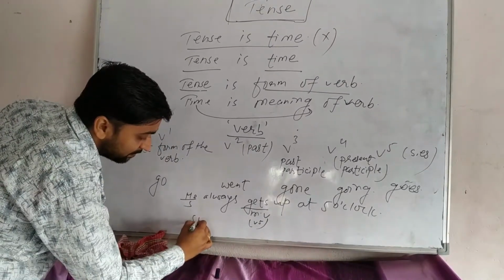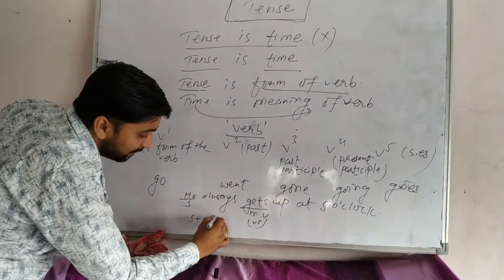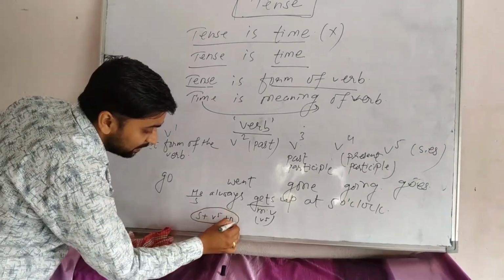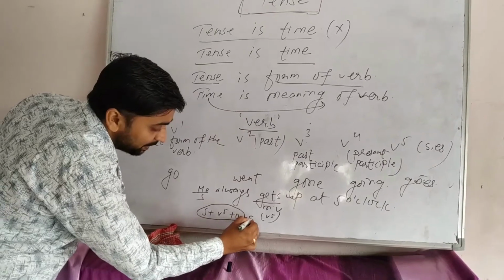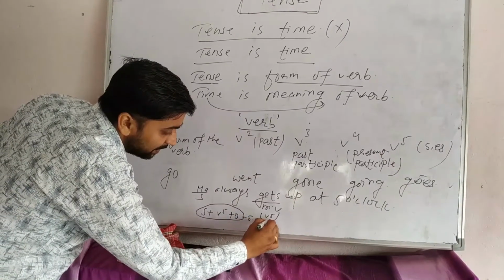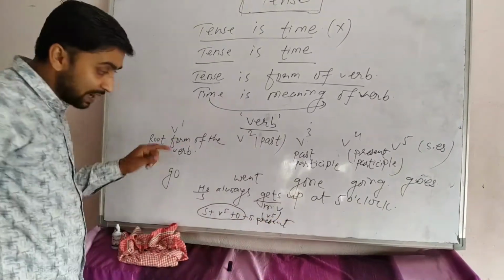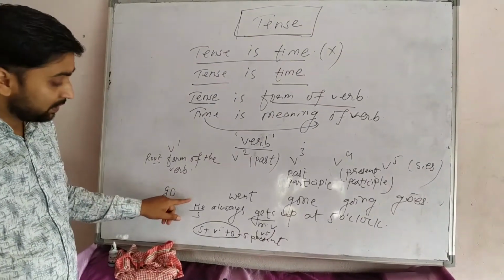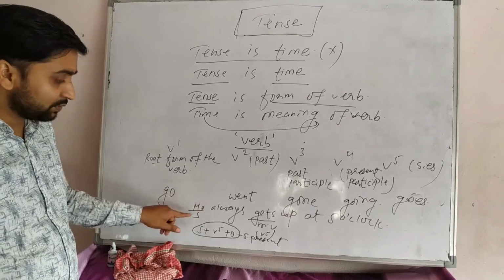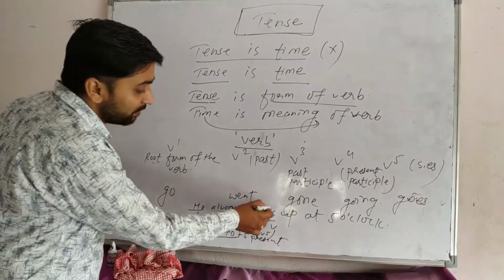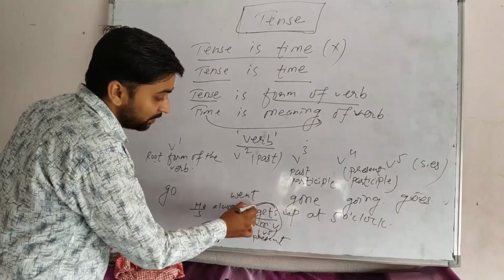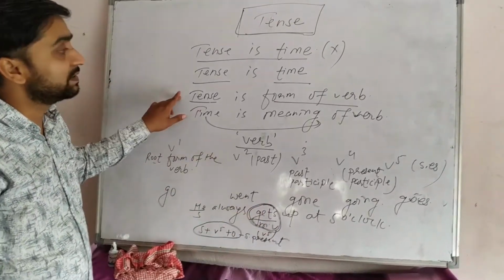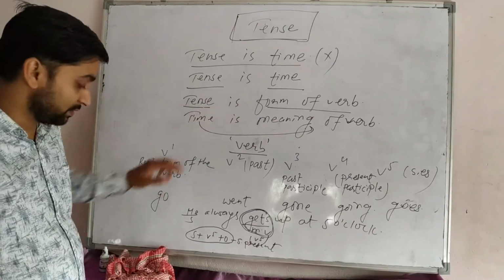So subject plus V5 plus object. According to the structure, it is the simple present tense. This sentence belongs to the simple present, and it is all because of the verb. So we can conclude that tense is a form of verb.